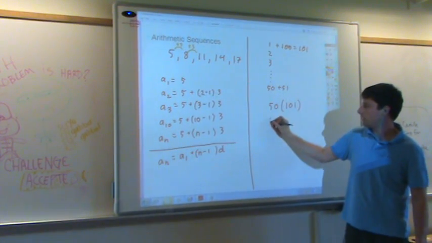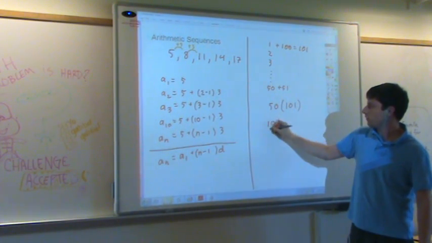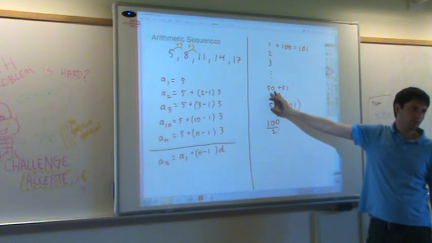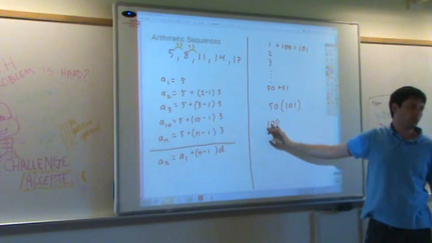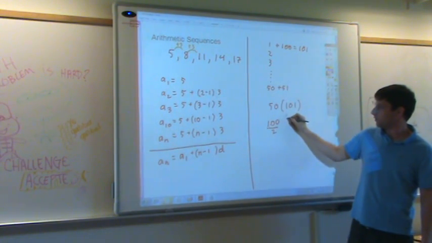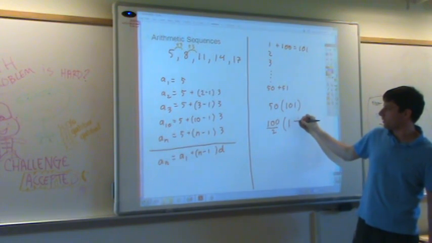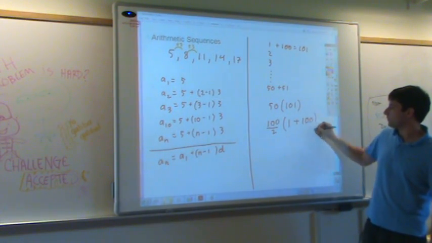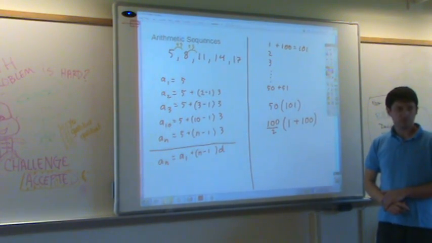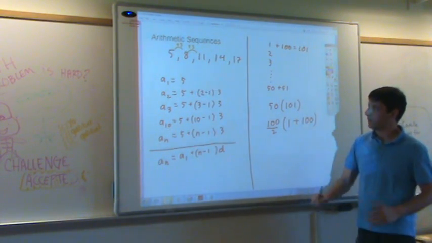Okay? I'm going to write it this way. It's 100 over 2, right? That's how we knew how many rows we had, right? If we're adding up to 200, there would be 100. If we're adding up to 1,000, there would be 500. It's 100 over 2 times the first term plus the last term. So this is still arithmetic, yes.